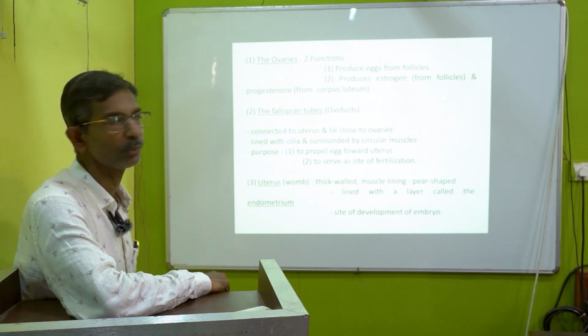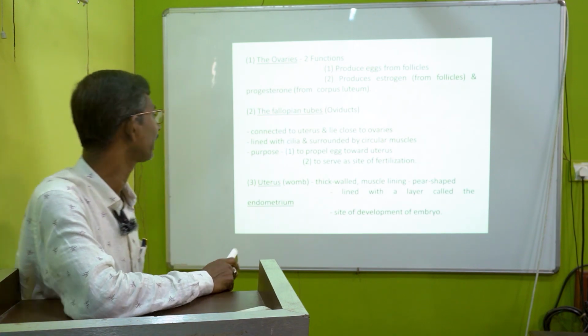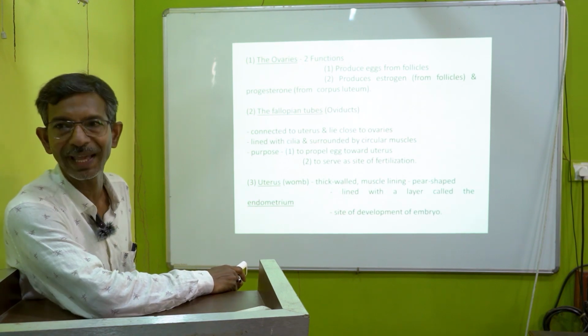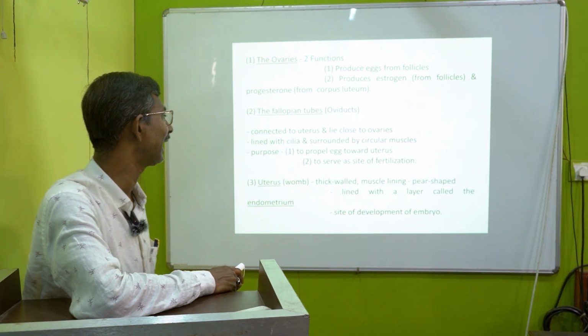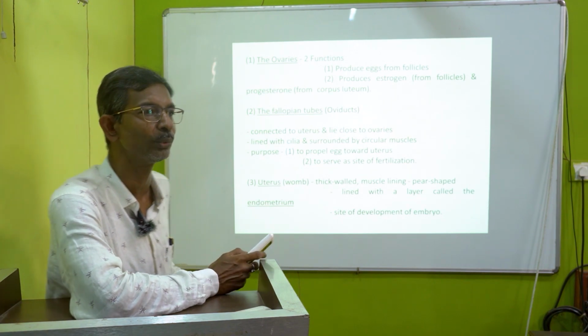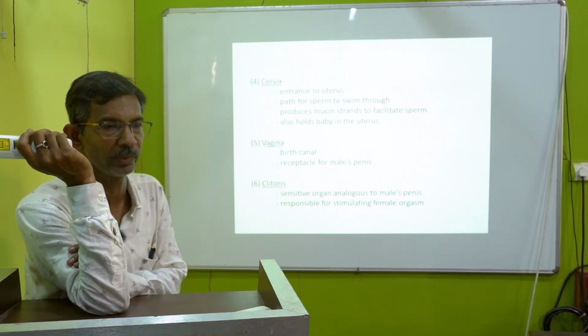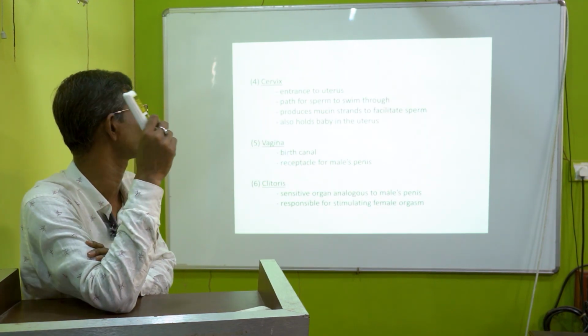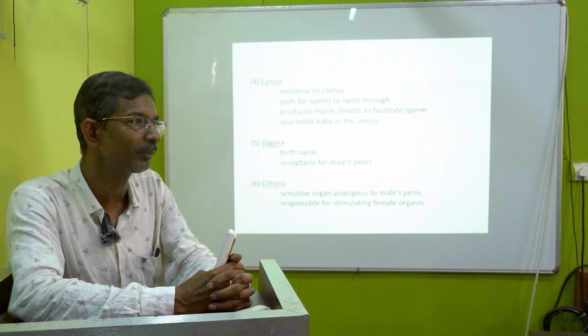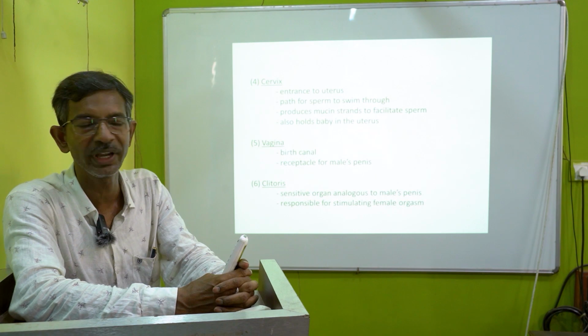And the uterus, we know that it is called the womb, has a thick wall and muscular lining. It is pear-shaped and lined with a layer called the endometrium, and it is the site for the development of the embryo. Embryo development and pregnancy span three trimesters, and the total duration of pregnancy is 280 days.